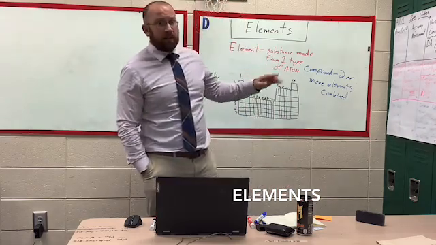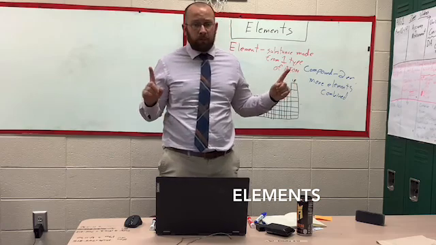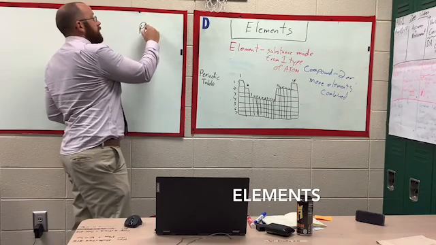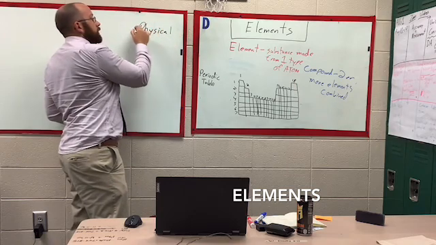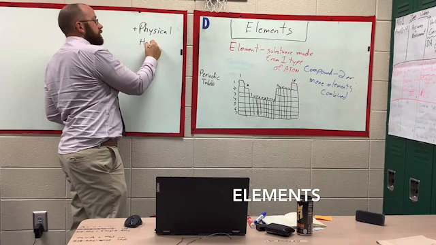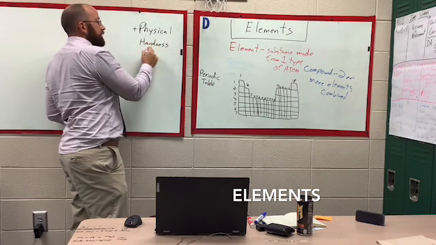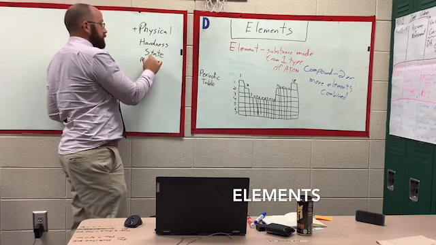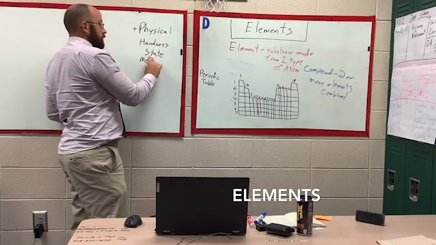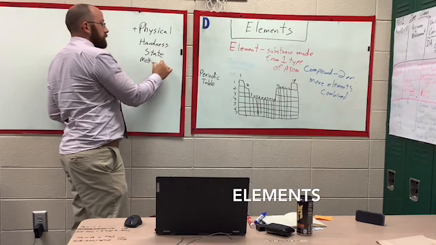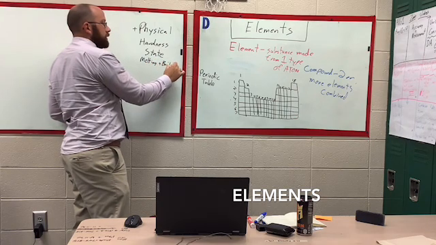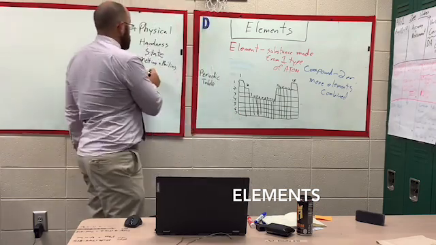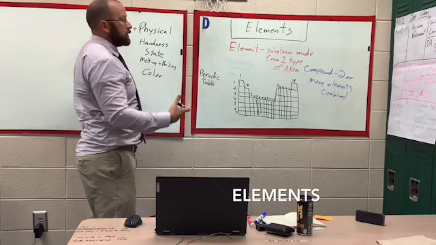Elements all have properties. They have physical properties and they have chemical properties. Physical properties are stuff like hardness, your state, your melting and boiling points, stuff like that. Let's see if I missed any. Color. All right, those are all physical properties of an element.